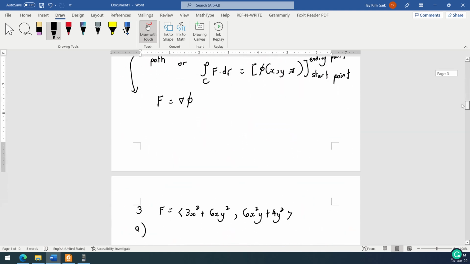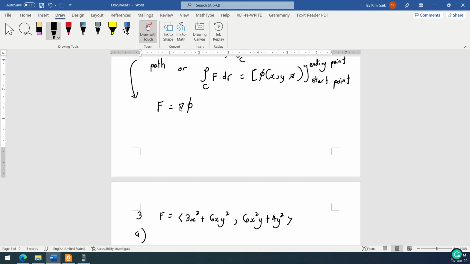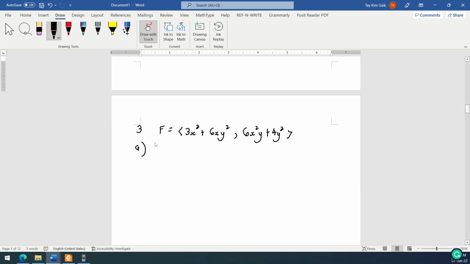So F equals del phi, where phi is a scalar function. To prove that F is conservative, you need to find the curl of F. This inverted triangle is called del cross F. In two dimensions you have two columns: the first column is i, the second column is j. The first row, del, is actually del x, because if F is two dimensional, del is two dimensional.